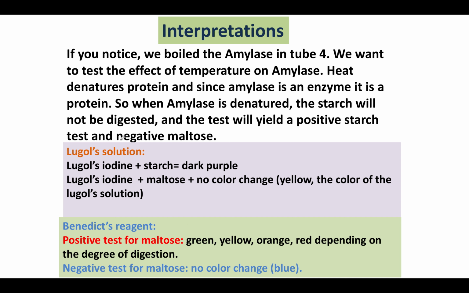Okay. So this is our interpretation that I explained. When amylase is denatured, the starch will not be digested. And that was in tube number 4. That's why starch was not digested. Tube number 4 tested positive for starch and negative for maltose.